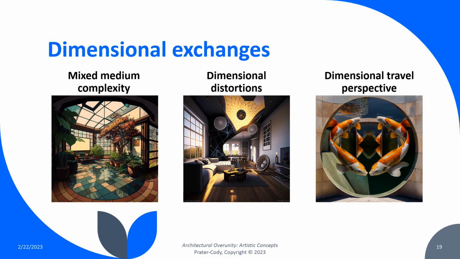Sometimes complexity can be beautiful even if it is abstract. In this case, the dimensional exchanges add complexity through mixed medium on the left, dimensional distortions in the middle, and on the right, quantum tunneling koi provide a unique perspective on what dimensional travel through a matrix may look like on a two or three-dimensional plane.